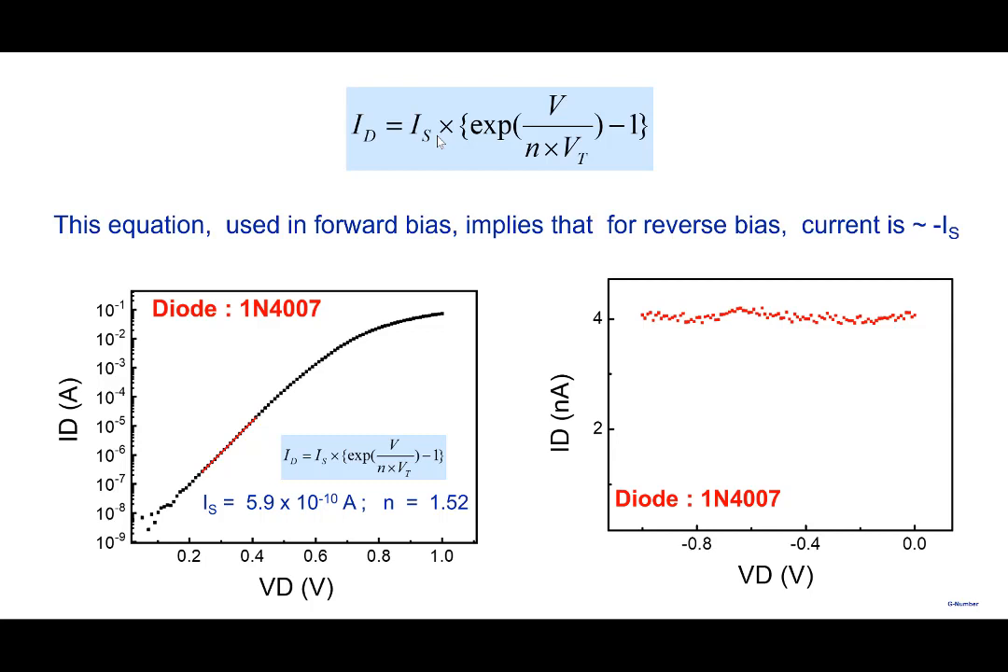If you want the reverse saturation current, if you want this current here, you have to actually go and measure it. You have to apply minus 1 volt, minus 2 volt, measure the current and see what it is. You can't get it from this equation.